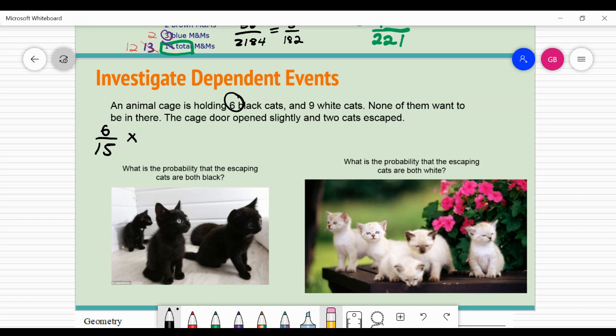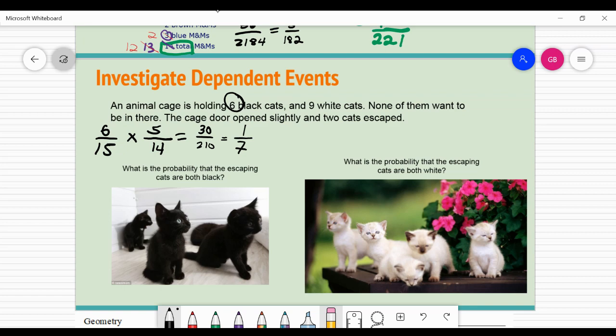So if the first cat is black, then the probability of the second cat being black, the 6 turns into 5, because there's only 5 black cats, and the 15 turns into 14 because the total dropped. So multiply these fractions. 6 times 5 is 30, and 15 times 14 is 210. That simplifies to 1 out of 7.